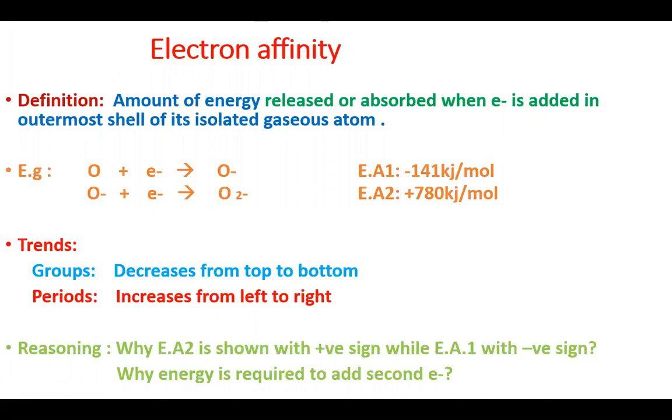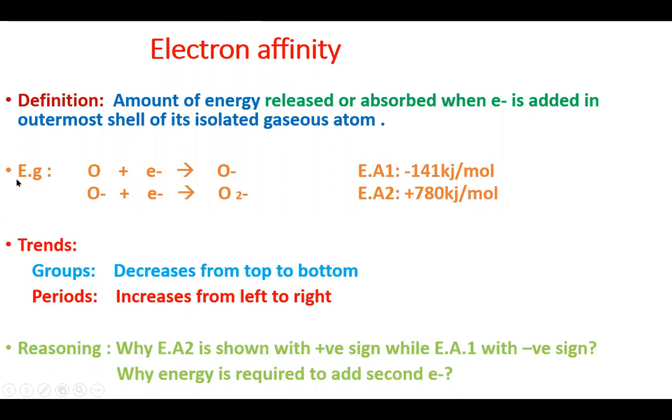Number one, definition. How can you define electron affinity? Electron affinity is the amount of energy which is released or absorbed when an electron is added in the outermost shell of its isolated gaseous atom to form a negative ion. Or in a simple way, we can say that when an atom gains an electron in its outermost shell, energy can be released or energy can be absorbed.